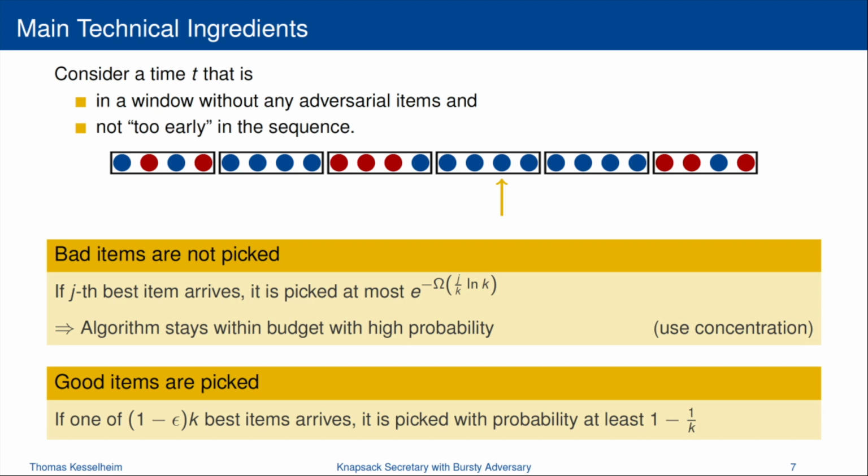And this overall lets us show that the LP optimum is most likely using this item, and that's why the algorithm wants to pick it, and it can do so just because we showed that bad items are not picked with pretty high probability. And this entire argument works although there are these adversarial rounds here and there.